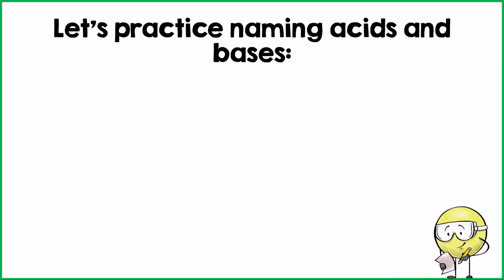Pretty simple. So let's practice naming acids and bases on your own. I'll give you each question and then you try to answer it and we'll check answers together. Here's your first acid. This breaks into a proton or hydrogen ion and nitrite. So this is going to be nitrous acid.